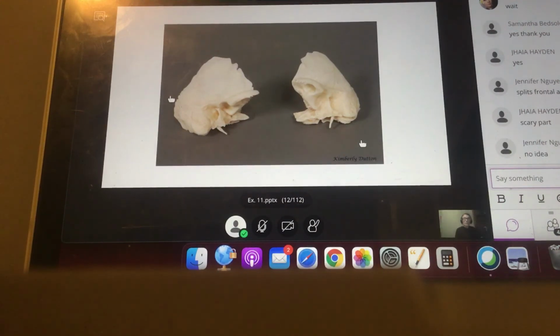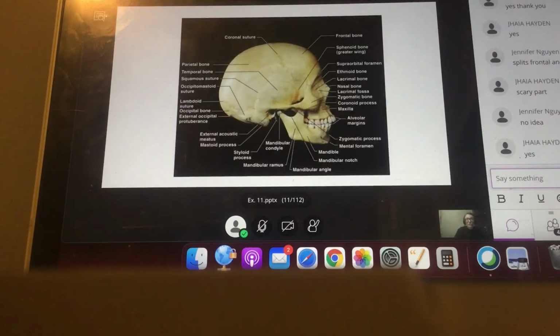Now, let's go from top to bottom. Are you ready? The squamous suture. Now, you can't see the squamous suture here. So let's just be clear. For the temporal bone, you have to have something that shows a suture, right? So here's the temporal bone, and here's the squamous suture, guys. Here's the temporal bone. We talked about it before. That's the squamous suture. You with me?